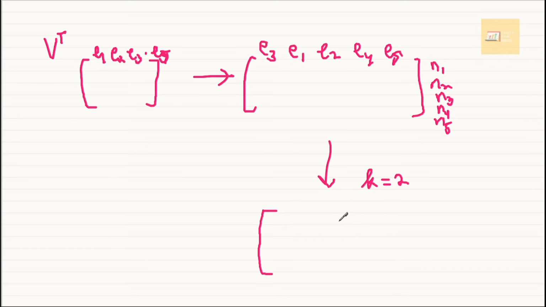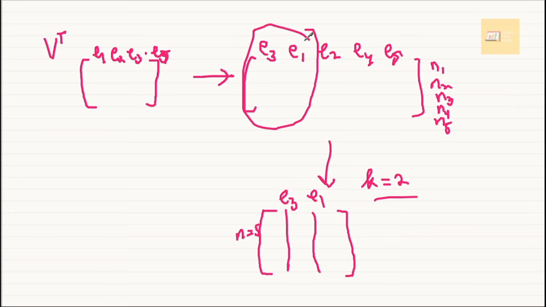Our reduced matrix V would look something like this. So we have 5 rows still, but for the columns, we only have 2 columns that are E3 and E1. That means when we set k equals 2, we just take the first 2 columns of the sorted matrix Vt. This reduced matrix Vt is used in the next step, that is the imputation.